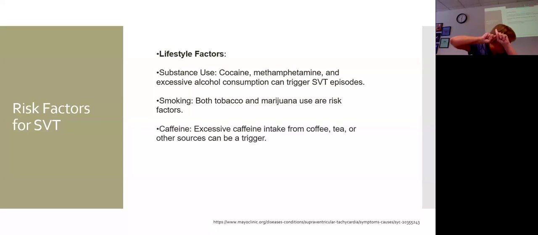Caffeine, no, I love caffeine, but excessive amounts, like coffee, tea, and other sources, can be a trigger as well. I know Sharon said that caffeine wasn't meant to be a trigger for AFib, though she said her own experience was when she drank coffee, and now she's not drinking any coffee or it's decaf, she's much better controlled. What's excess?